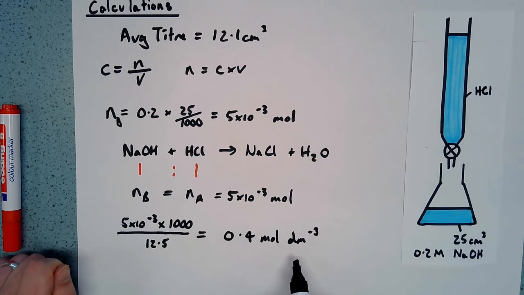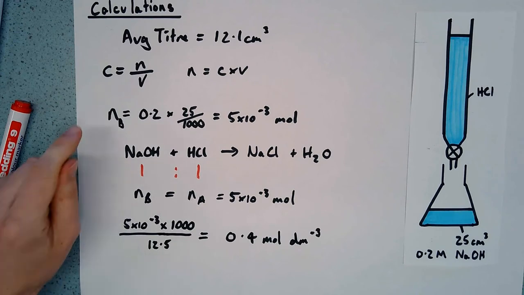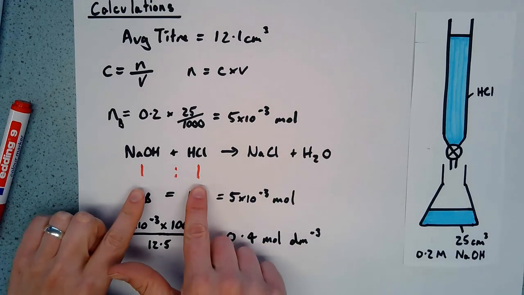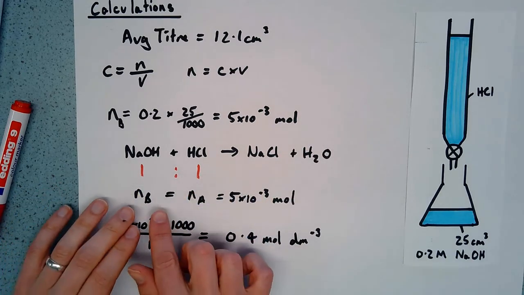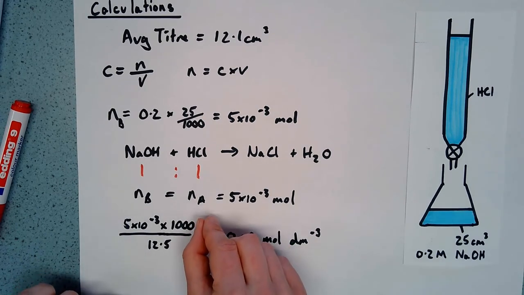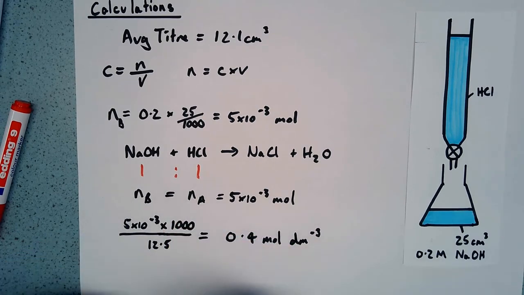And that is the concentration of our unknown substance, in this case the acid, and that's basically the same procedure for every single titration that you're going to come across. Take the number of moles of the substance that you know the concentration and volume of, work out the number of moles for that, use a molar ratio to work out the number of moles of the other thing, and then use that number of moles divided by the other volume, the volume of that substance in the experiment, to work out the concentration.